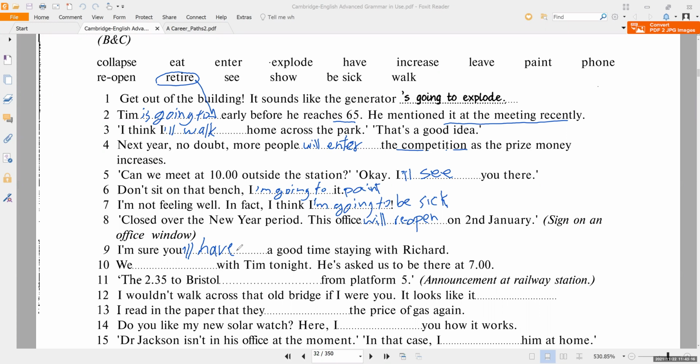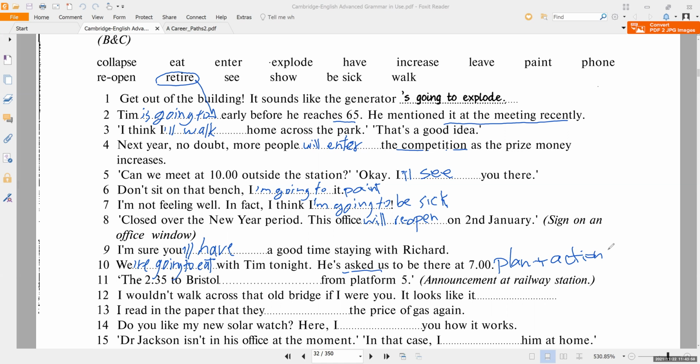Number 10, we are going to eat with them tonight. He asked us to be there at 7. باعتبار انه طلب من عندنا شيء وهذا الشيء سينفذ، معناها اصبح عندي plan خطة زائدا plus action. ان هناك خطة للدعوة، خطة للعزومة، وهناك تنفيذ لهذه العزومة.